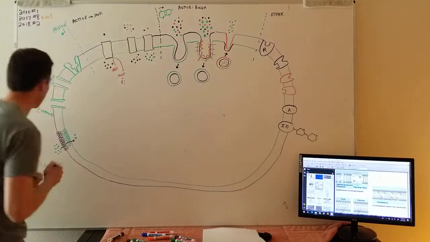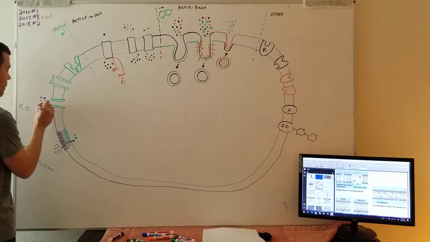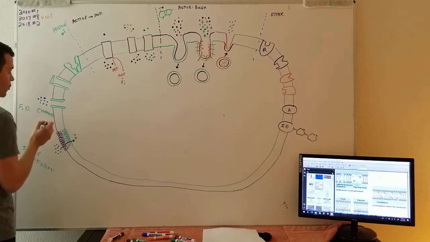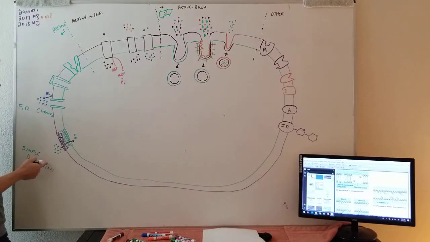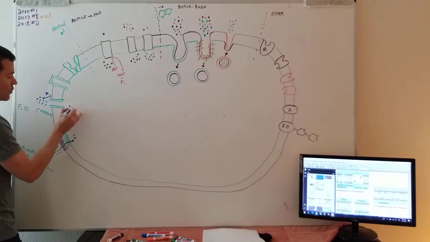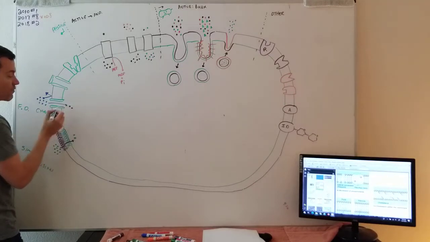So let's say that I've got something polar. Let's say these blue dots are polar. So without a channel, they would just bounce right off. They can't simply diffuse in, so they need facilitated, helped diffusion with a channel. So same thing, high to low, but I just opened up a passageway for them.